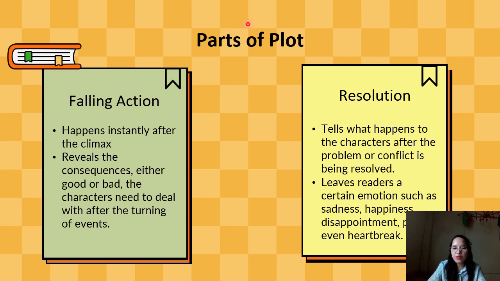Now, the resolution is the ending part of the story. It is how all the conflicts have been resolved in the story. Sometimes they are solved, sometimes they are not. But it is the way the story is wrapped up, the resolution. So that's the five parts of the plot. We have the exposition, the rising action, the climax, the falling action, and the resolution.